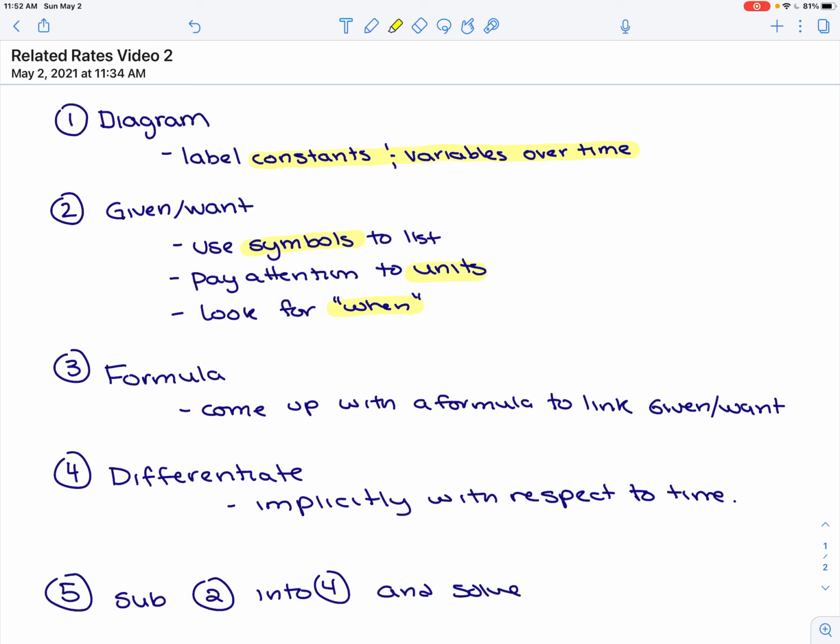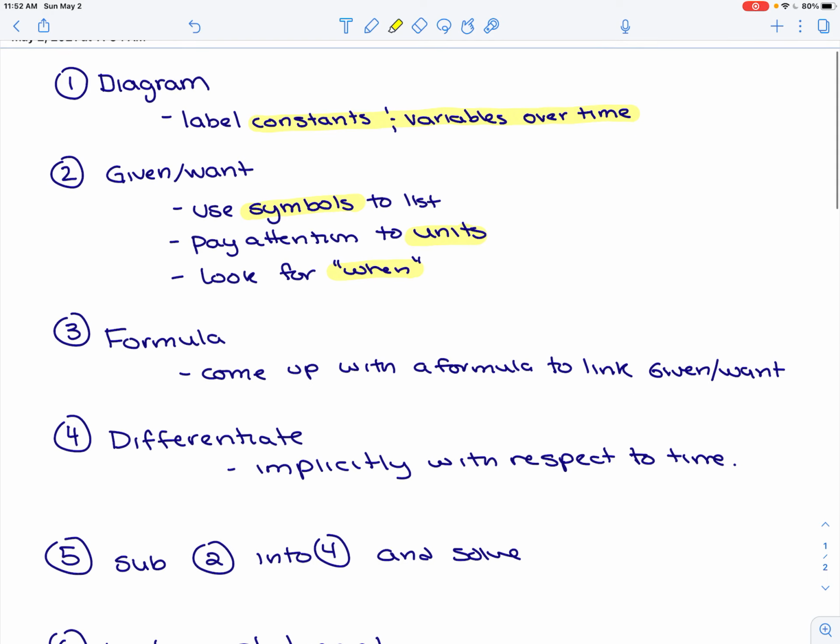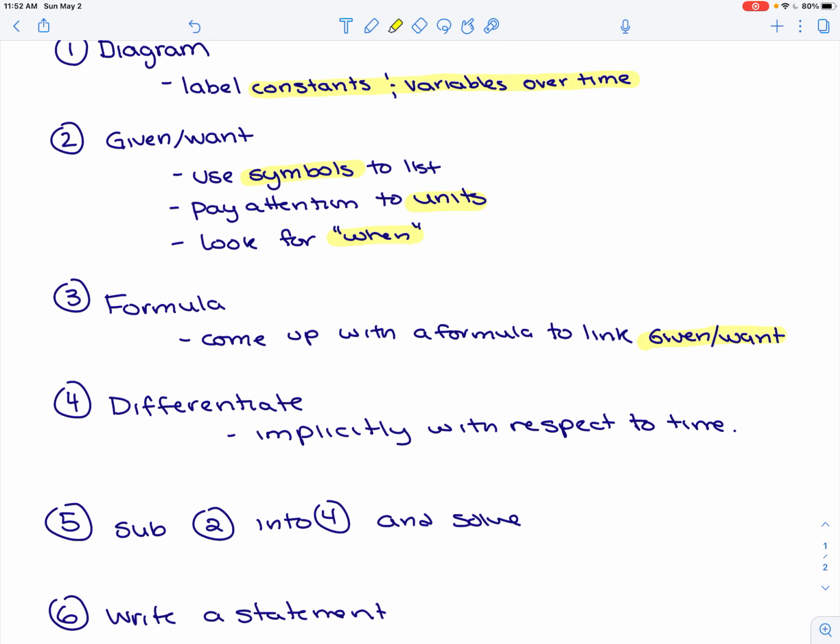Once you have those two things done, I would suggest you're mostly on your way to solving the problem. Things are going to work out a little better once you have those two. Then you want to come up with a formula that connects what you're given and what you want. Depending on your prior knowledge, this sometimes can be tricky, but I'll try to keep it to formulas that I'm pretty sure you know. Once you have that, you want to differentiate that formula implicitly with respect to time. So inside every variable, it is varying over time.